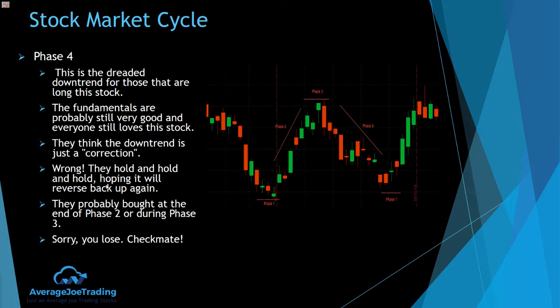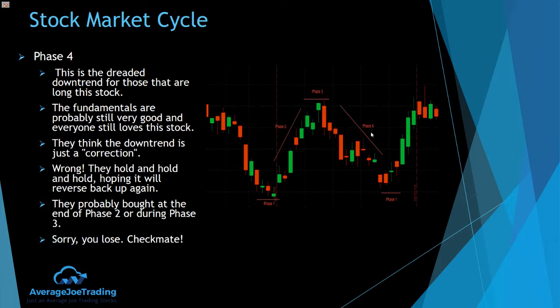So phase 4, that's the downtrend. That's the trend that we don't like to see if we're long in the stock. But the short sellers, definitely what they want to see. The fundamentals are good, and everybody's still thinking that this thing has another leg up. They think we're just getting a little pullback, and they hold and end up giving a lot of money back.